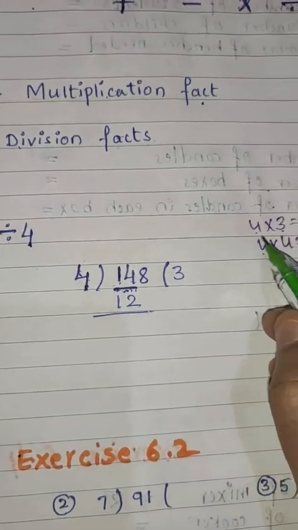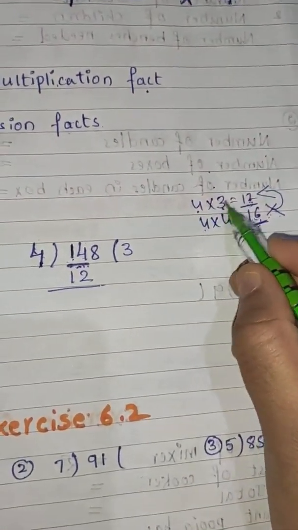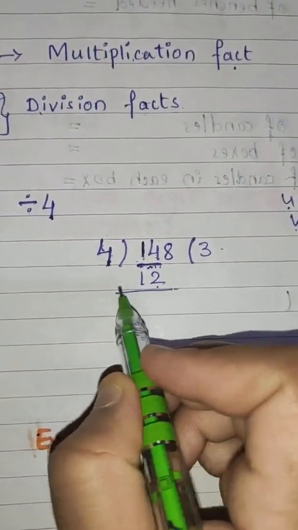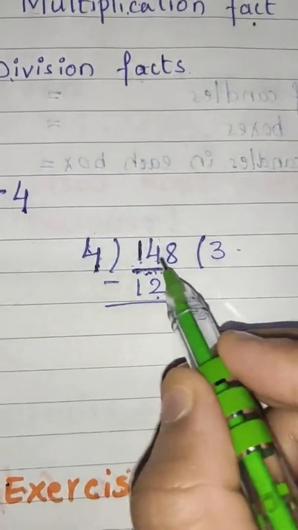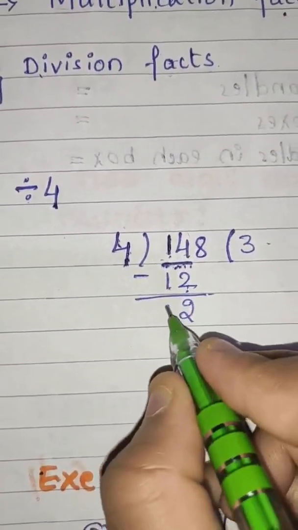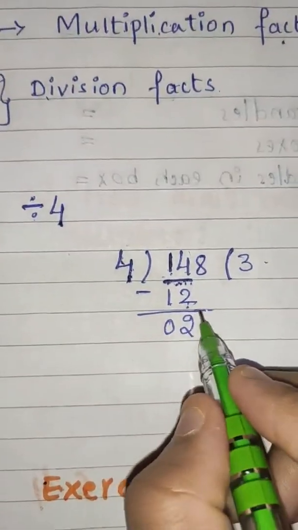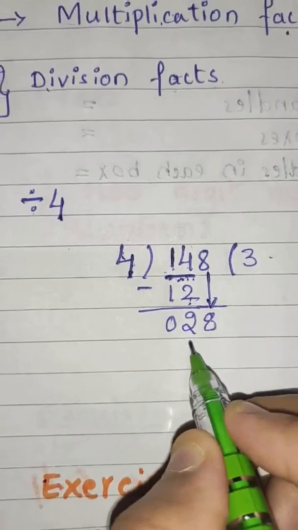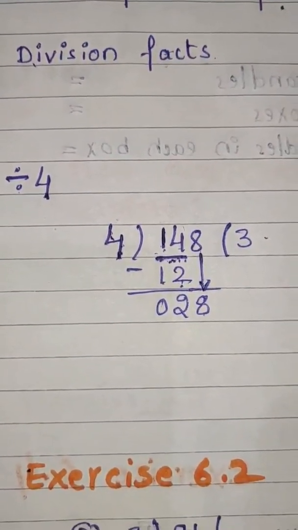So we'll write here 4 threes are 12. We multiplied this 4 three times to get 12, right? Now let's subtract it. 4 minus 2 is 2. 1 minus 1 is 0. Okay, next bring this next digit down. So it will become 8. So in total it will become 28.